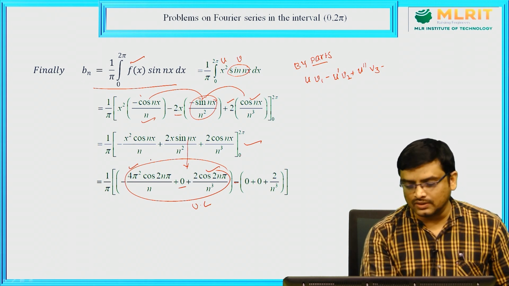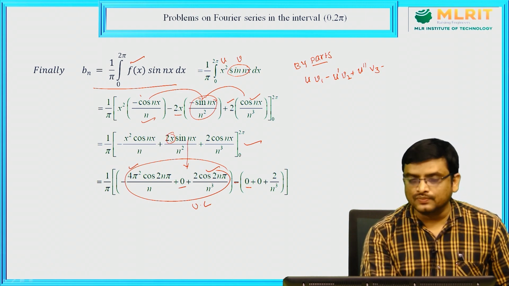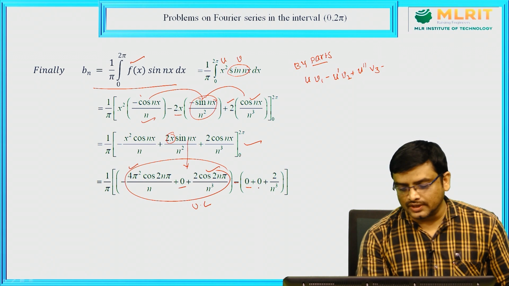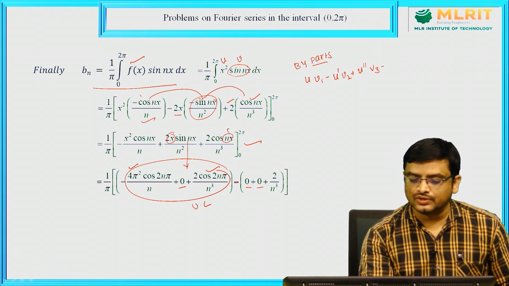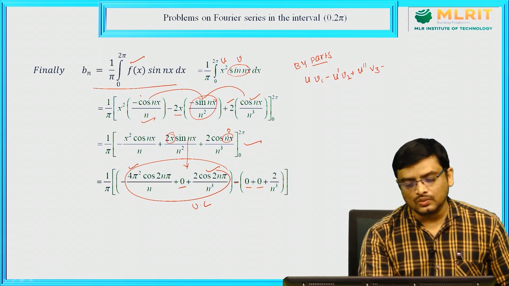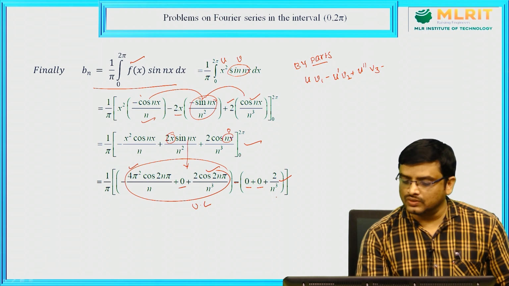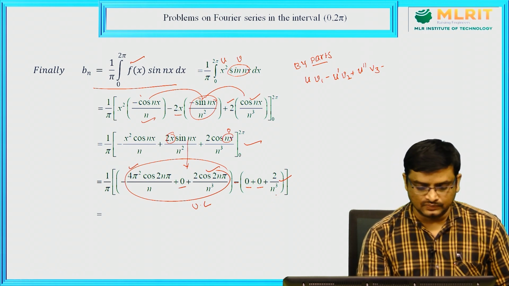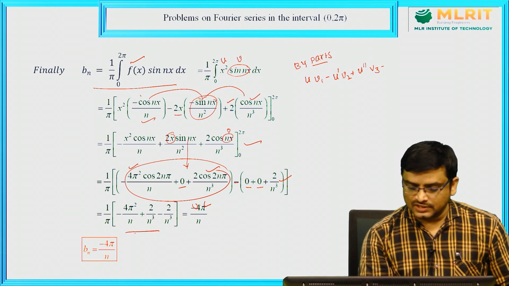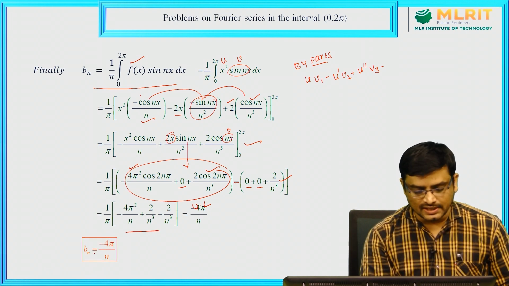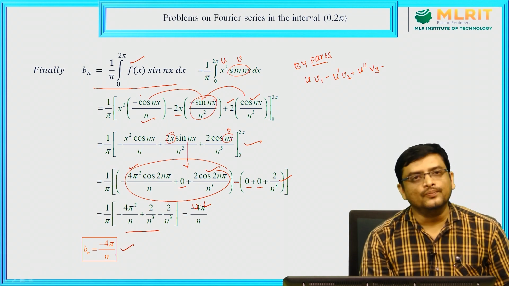0 into anything is equal to 0, and here also we are having x, substitute x is equal to 0, 0 into anything is equal to 0 here, and finally if you substitute x is equal to 0 here, cos 0 is 1, 1 into 2, 2 by n cube. This is the value you will get after substituting the lower limit here. So finally, after substituting this, you will get Bn is equal to minus 4 pi by n. So this is the value of Bn.